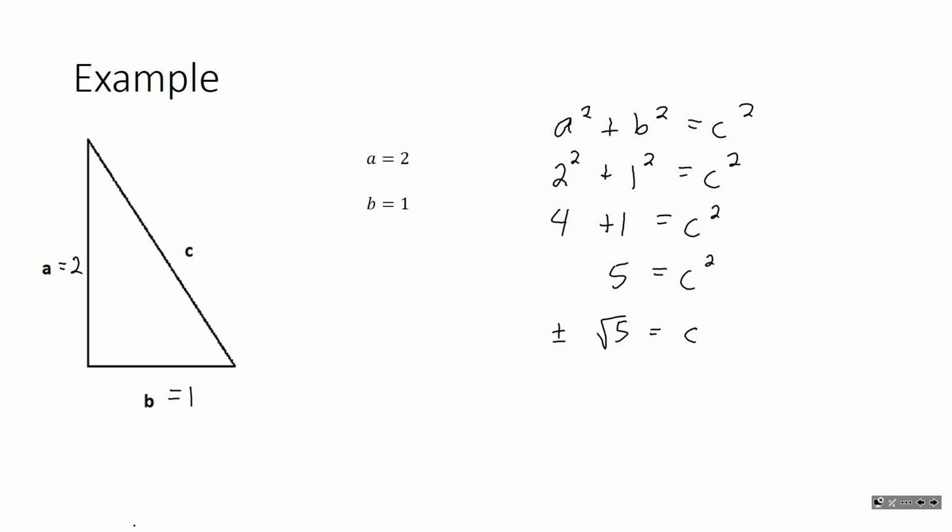But since we're talking about a physical situation here, that is a side of a triangle, we can't have a negative side. And so it's appropriate in this application to simply say that the answer is positive square root of 5.